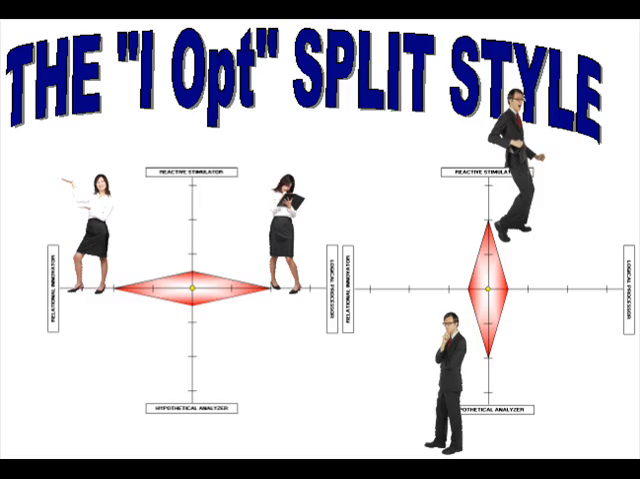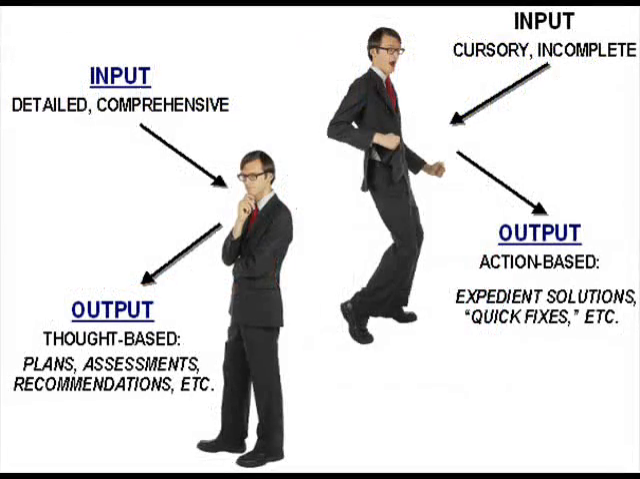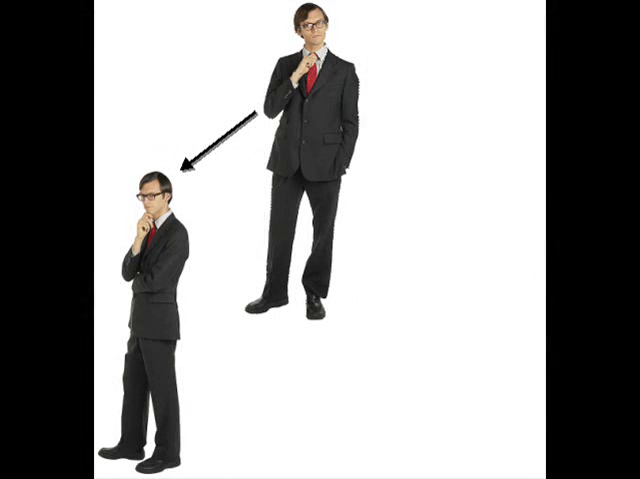Let's begin by defining what we are talking about. A split style happens where a person's two most likely responses to a situation are opposite. That is, opposite in information processing terms. The information accepted as input and the intended output are diametrically opposed. This results in inconsistent behavior. This can happen for no apparent reason.